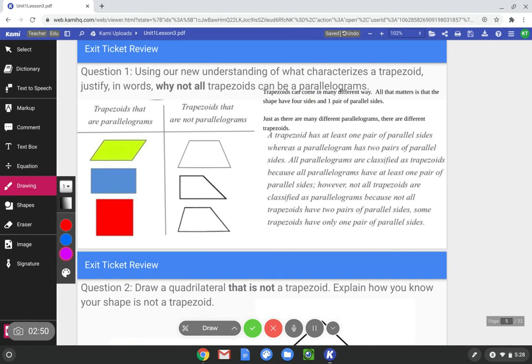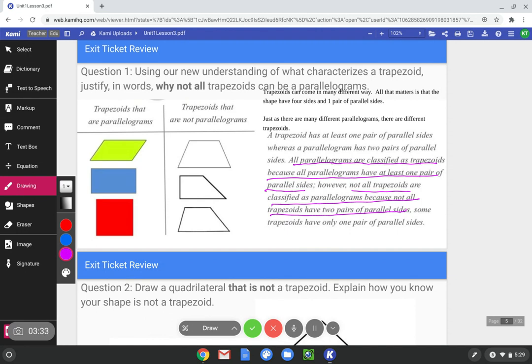Here's another great response. Pause the video and read the paragraph to the right. I underlined some of the most important concepts in this paragraph. All parallelograms are classified as trapezoids because all parallelograms have at least one pair of parallel sides. And the second point that's really important to take away is that not all trapezoids are classified as parallelograms because not all trapezoids have two pairs of parallel sides. Okay, so let's go to this picture on the left. This is a great diagram that we need to break down and understand.